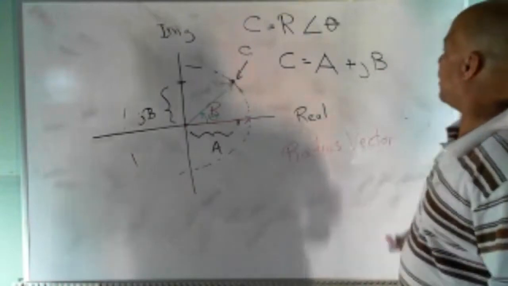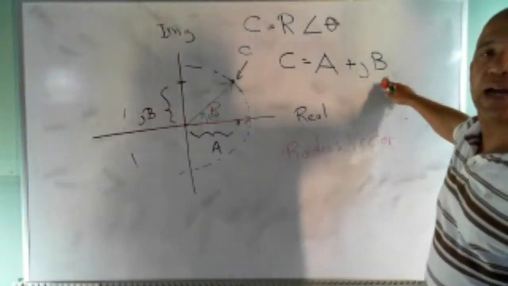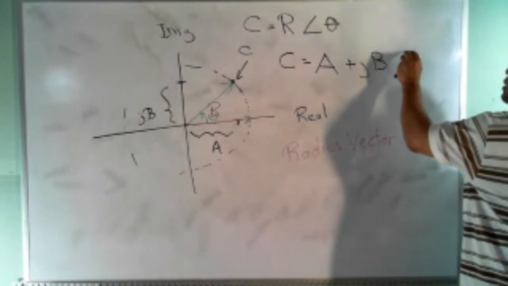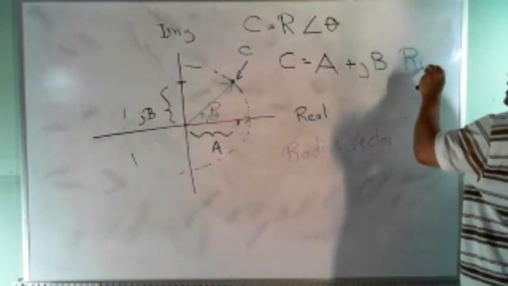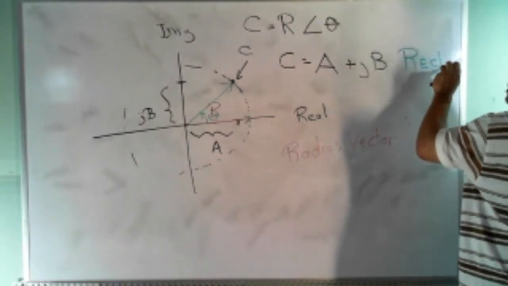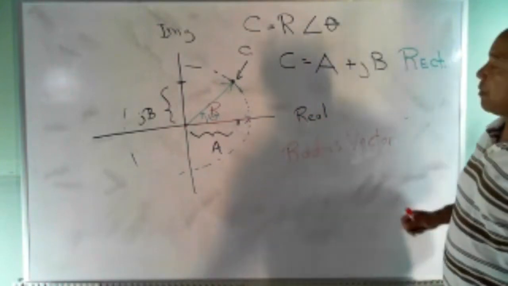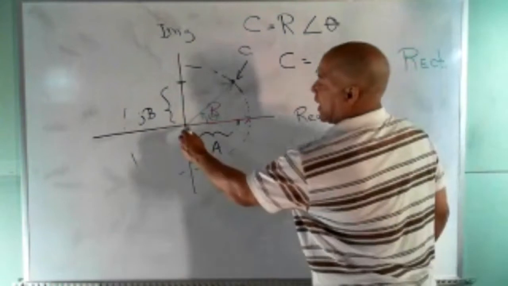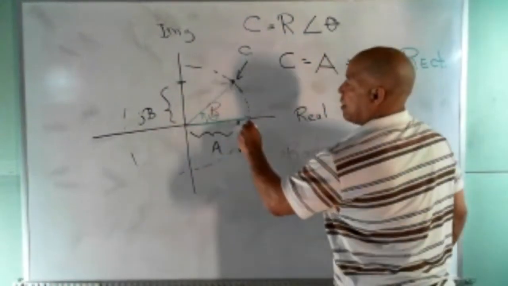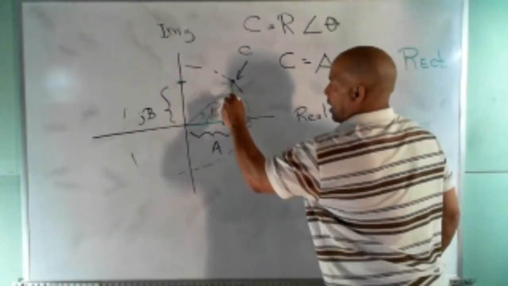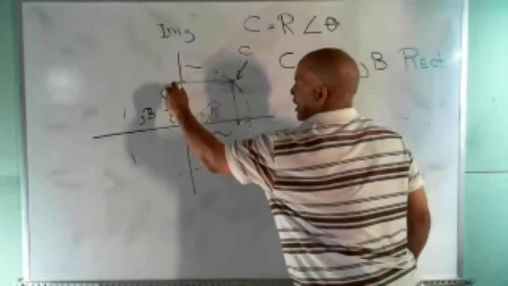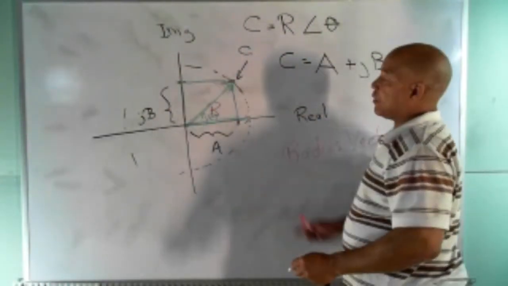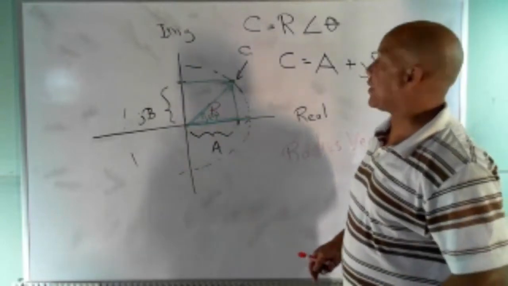I can do it this way. Anytime you see a complex number with a J in it, we call that form rectangular. I'm just going to abbreviate. This is the rectangular form of a complex number. So if it has a J in it, it's the rectangular form. The reason it's rectangular is because if you go over and up, I can make this rectangle thing like that, and then that diagonal gets me to the complex number. So that's the rectangular form of a complex number.